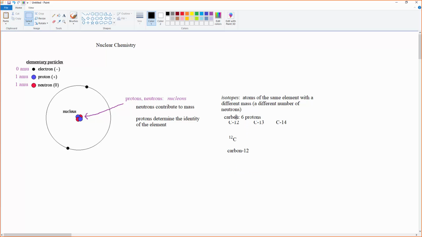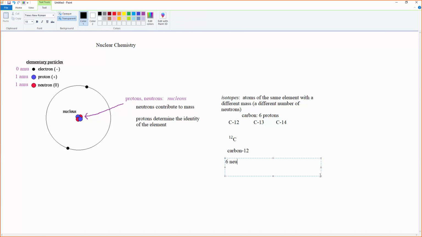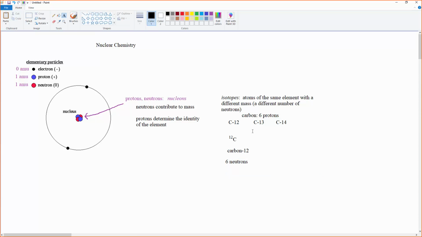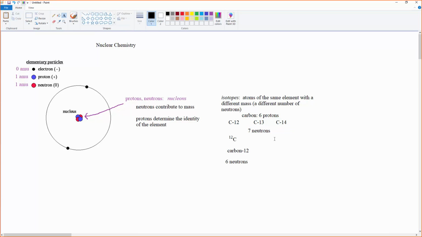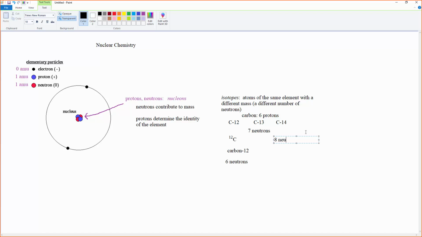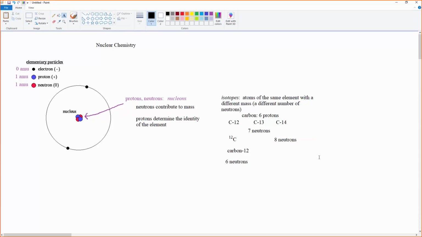So if carbon 12 has a mass of 12 and 6 protons, that means that carbon 12 has 6 neutrons, because 6 plus 6 gives you 12. And carbon 13 has how many neutrons? 7 neutrons, good. And carbon 14 has how many neutrons? 8 neutrons, perfect.